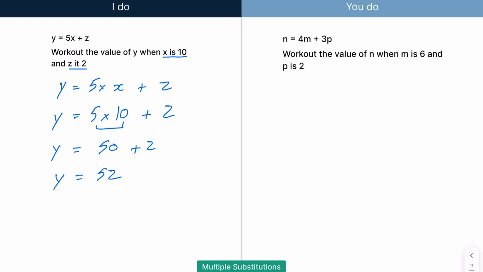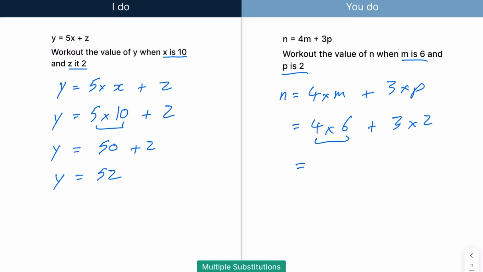So hopefully you've pressed pause and had a go at the example on the right. So with m, we can write that as 4 times m plus 3 times p. So this one, it'll be 4 times m. Well, what is m? In the question, it says m is 6. And well, what is p? It says p is 2. And then finally, we do 6 times 4, which gives us 24, plus 3 times 2, which gives us 6. And then that becomes 30.